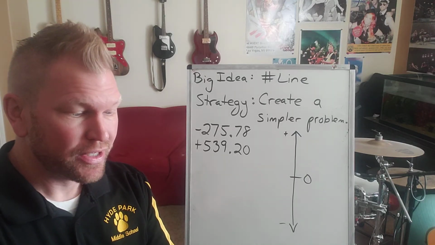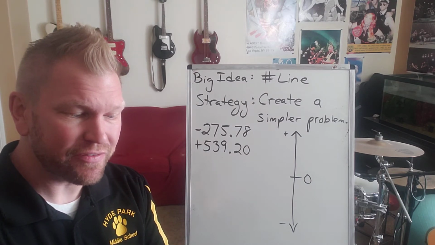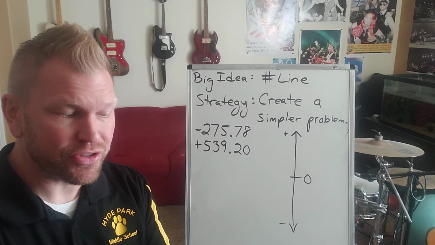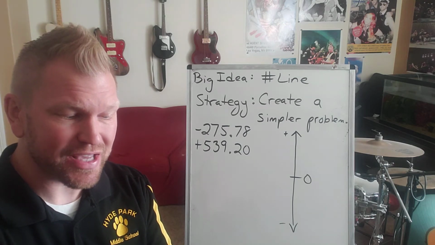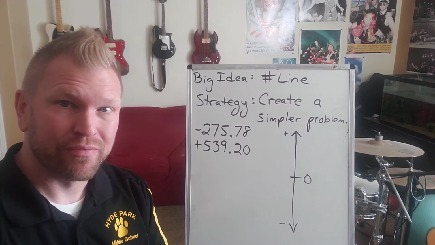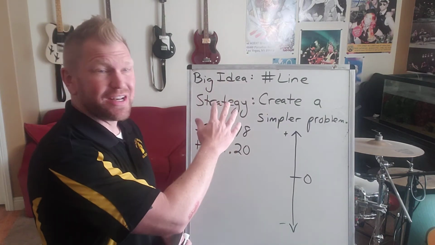Problem number 2. Mr. Smith has an account balance of negative $275.78. He deposits $539.20 into his account. What is Mr. Smith's account balance now? All right, so we're talking about the big idea of a number line.